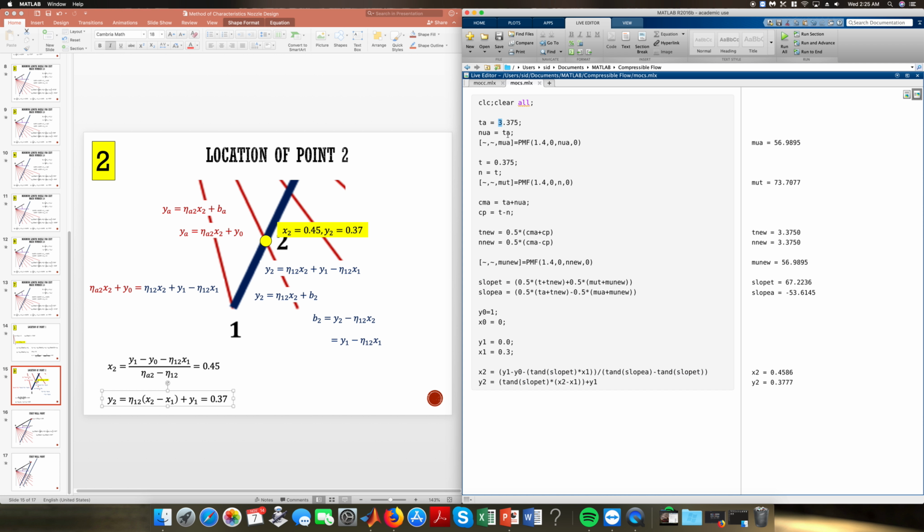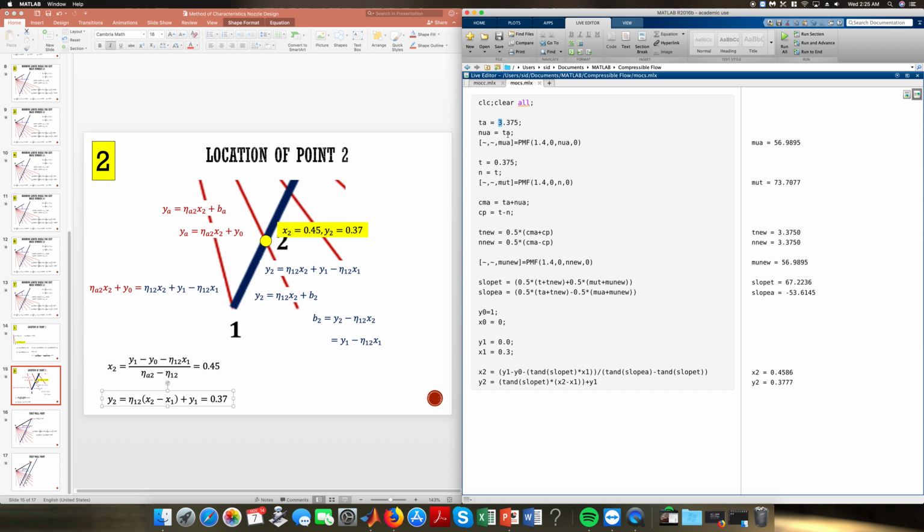Well, you see some common trends. It looks like theta A and mu A are the same for C minus A, right? And for the C plus characteristic line, it's the same. Theta A equals mu A, or theta 1 equals mu 1, theta 2 equals mu 2, and so on and so forth, right? So I can generalize this. Let's look at how we can do that.